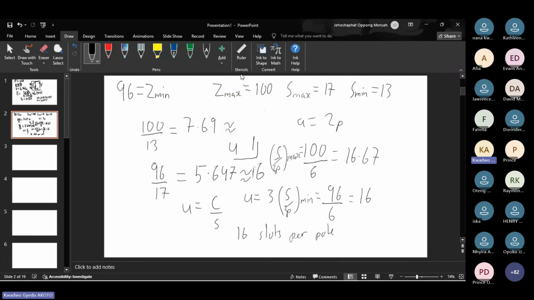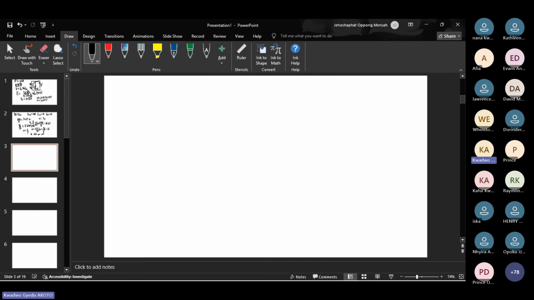Should I clean and just use this page, or I should leave this page with a solution on it? Don't clean it, use another page. Sorry, boss. Okay, boss, I hear.